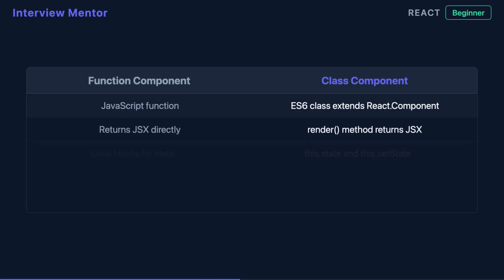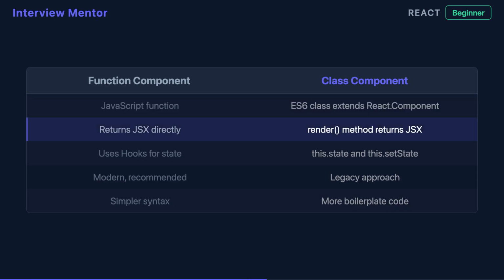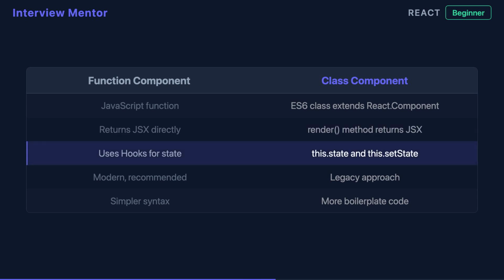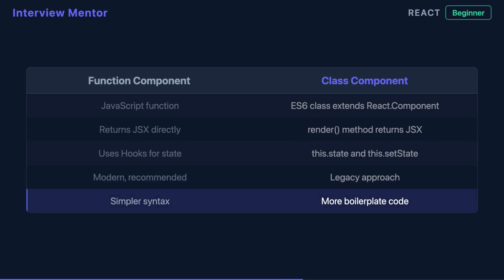React has two types of components. Function components are JavaScript functions that return JSX. They're simple, modern, and preferred today. Class components use ES6 classes and extend React.Component. They were the standard before React hooks arrived. Both can do the same things, but function components with hooks are now the recommended approach.